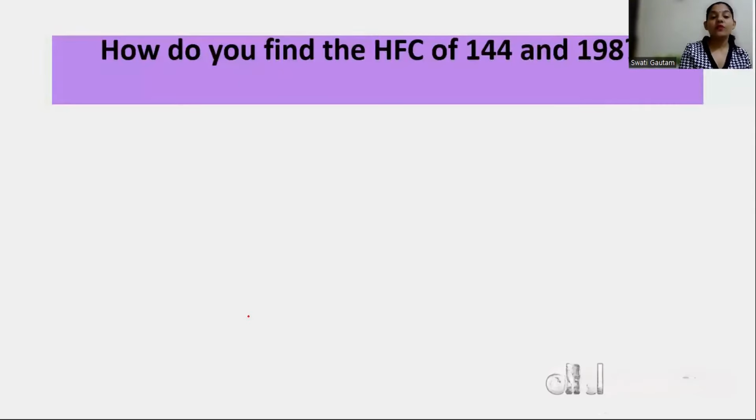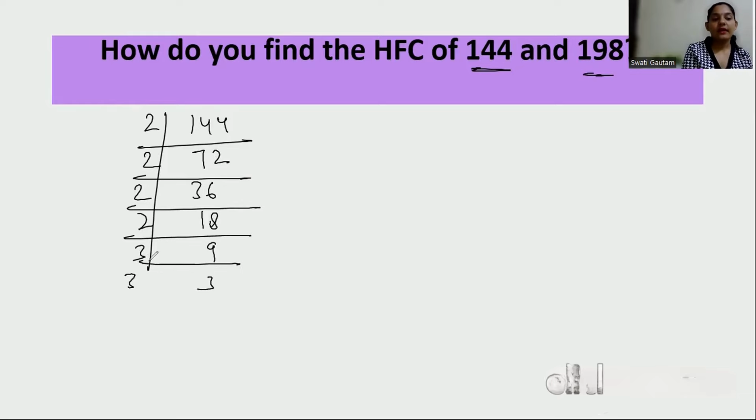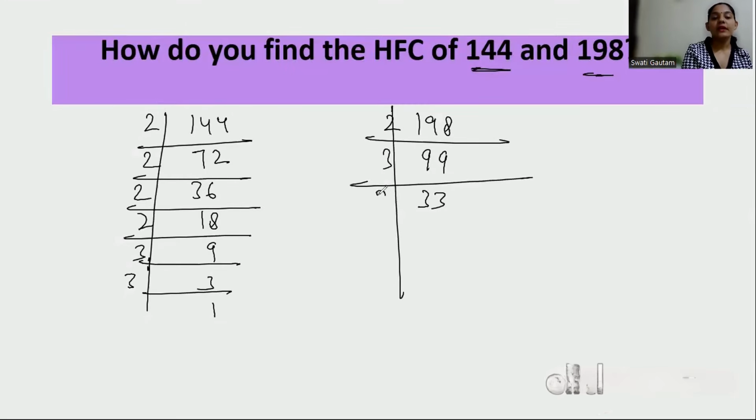Now you have to find the HCF of 144 and 198 by using prime factorization. So this video is basically about finding the HCF by using prime factorization. For prime factorization, we have to take the LCM. So 2 times 72 is 144, 2 times 36 is 72, 2 times 18, 2 times 9, 3 times 3, and 3 times 1. Same with 198. So 2 times 99 is 198, then it will go with 3. So 3 times 33, then again with 3, 3 times 11, and 11 times 1.